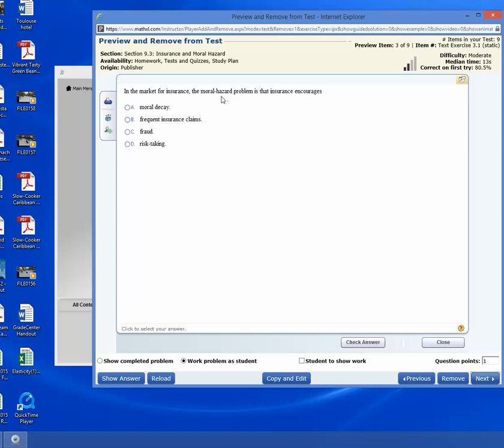Next, in the market for insurance, the moral hazard problem. Again, moral hazard, if you look it up in the textbook, what page is this on? Let's see. I can't find it. I just had it right here. Oh, here it is, page 230. Moral hazard occurs when one side of an economic relationship takes undesirable or costly actions that the other side of the relationship cannot observe. So here, again, a moral hazard for the insurance company.